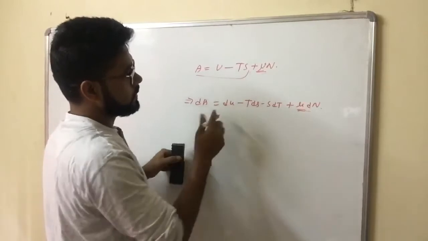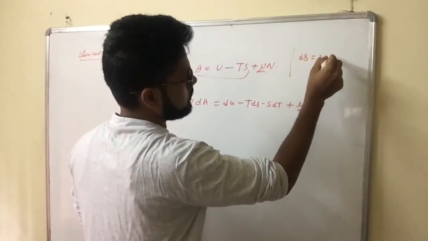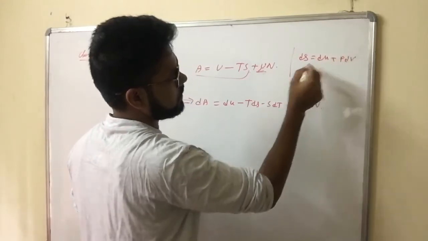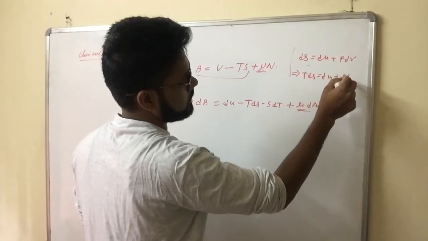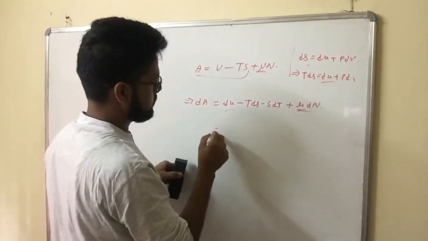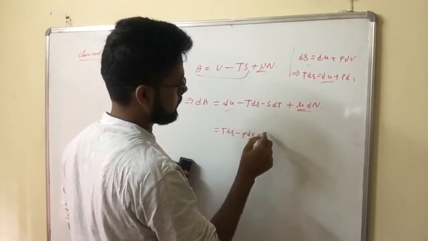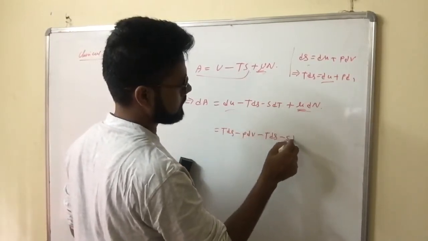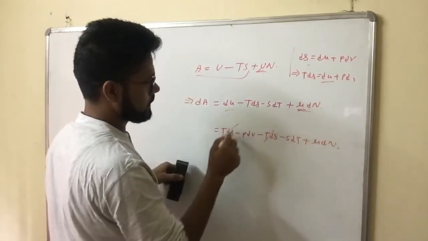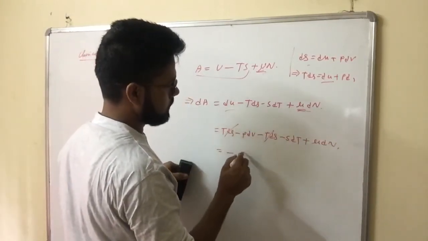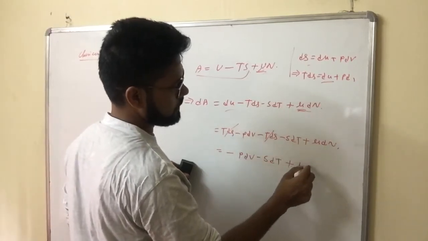So who knows this formula? dQ equal to dU plus P dV, the thermodynamical law. dQ means T dS equal to dU plus P dV. So if you replace dU, T dS minus P dV, minus T dS minus S dT plus mu dN. This formula, T dS cancels, so finally you will get minus P dV minus S dT plus mu dN.